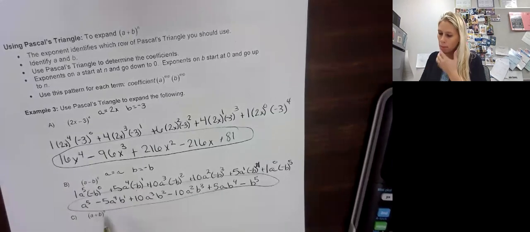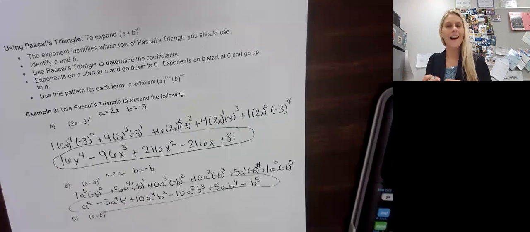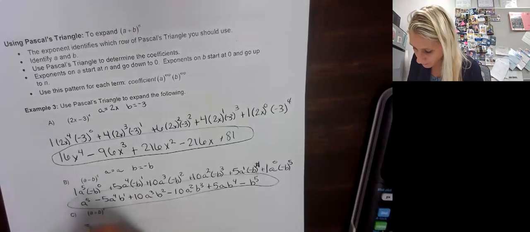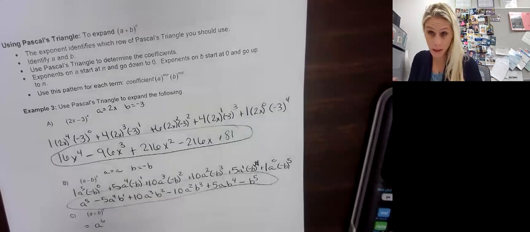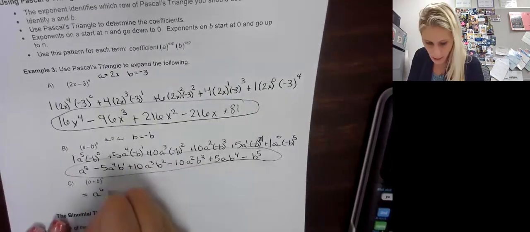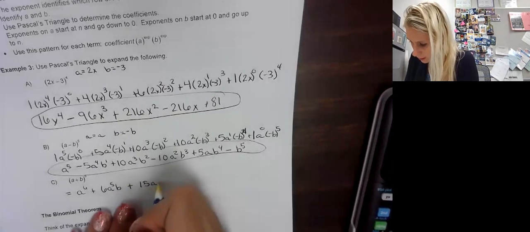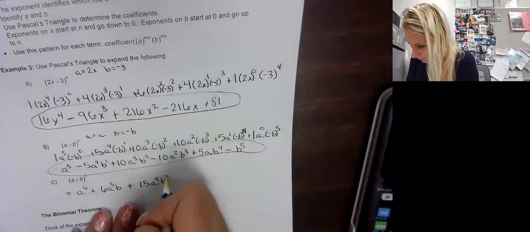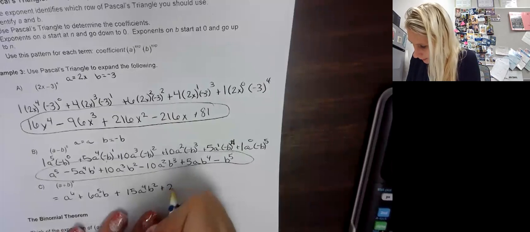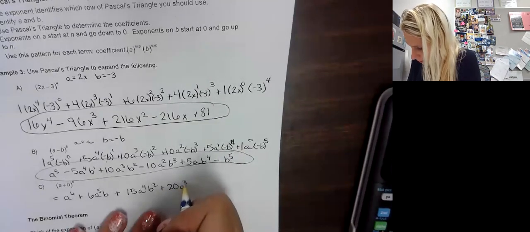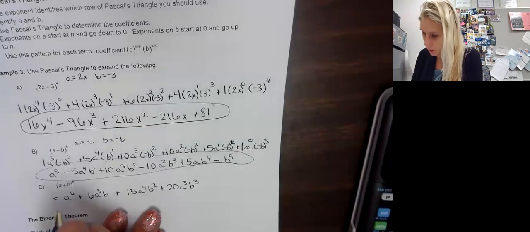Now the great thing about a plus b is that we're actually not having to do any calculations because we have positive 1. So we end up getting a to the 6th because 1 is the coefficient. The next coefficient is 6. A to the 5th, b to the 1st. The next coefficient was 15. A goes down 1, b goes up 1. Next one was 20. A goes down 1, b goes up 1. Remember, they're all adding to 6.